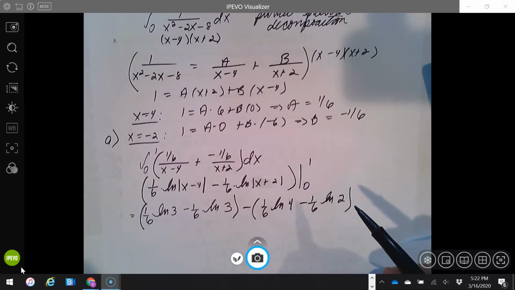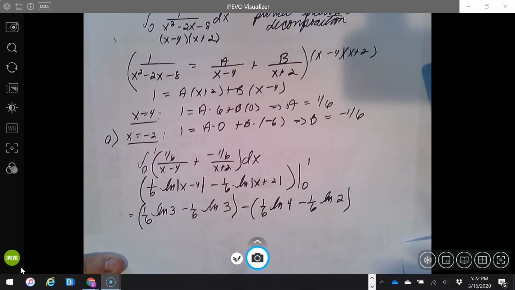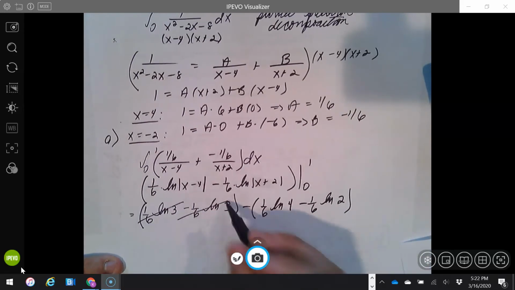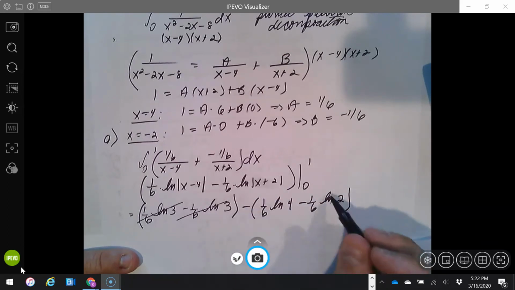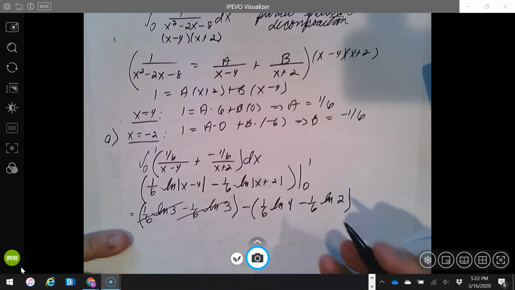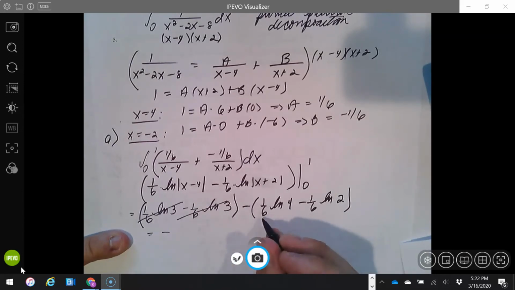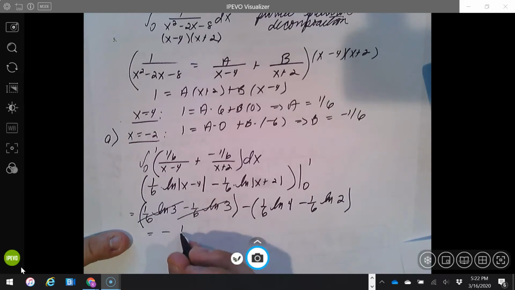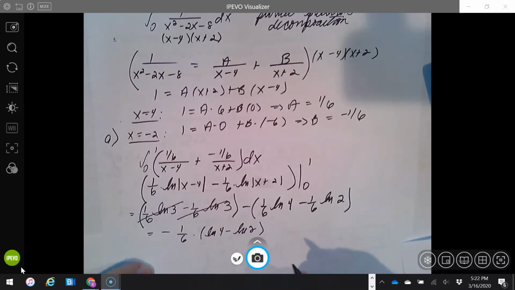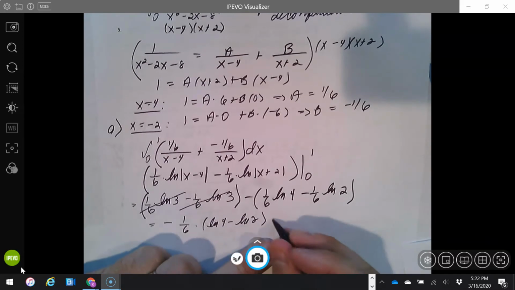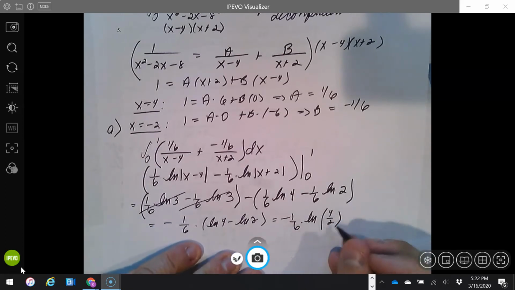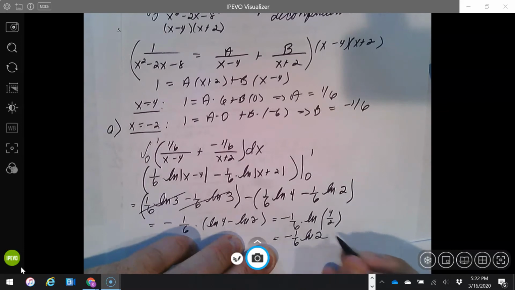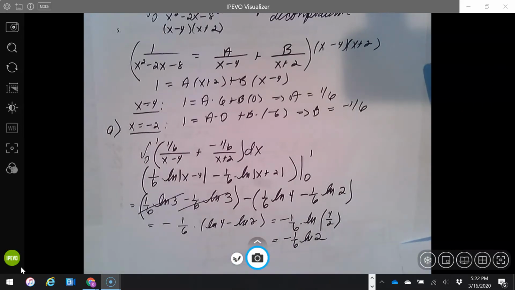There is absolutely no need for you to waste your precious time simplifying. If you do simplify, well, 1/6 natural log of 3 minus 1/6 natural log of 3 is 0. And now I've got this expression here, and my advice is stay away from it. Don't do anything. If you do, though, be careful. You've got the negative outside. 1/6 natural log of 4 minus 1/6 natural log of 2 can factor out the 1/6 and leave natural log of 4 minus natural log of 2. A log minus a log is the same as saying the log of the quotient. So natural log of 4 over 2, and that is the same as saying negative 1/6 natural log of 2.